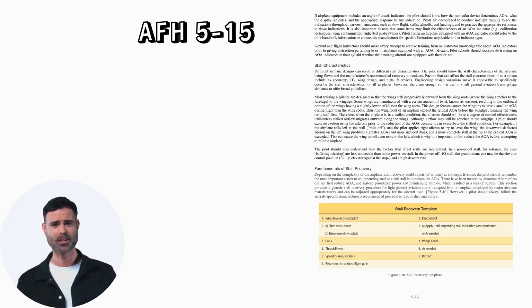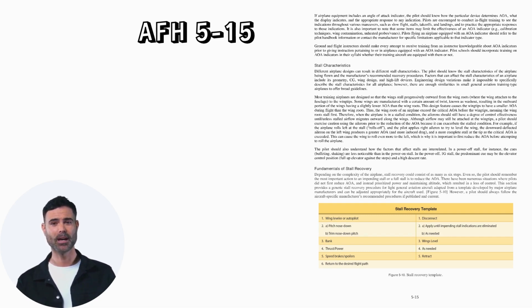Fundamentals of stall recovery. Depending on the complexity of the airplane, stall recovery could consist of as many as 6 steps. Even so, the pilot should remember the most important action in response to an impending stall or a full stall is to reduce the AOA. There have been numerous situations where pilots did not first reduce AOA and instead prioritized power and maintaining altitude, which resulted in a loss of control.